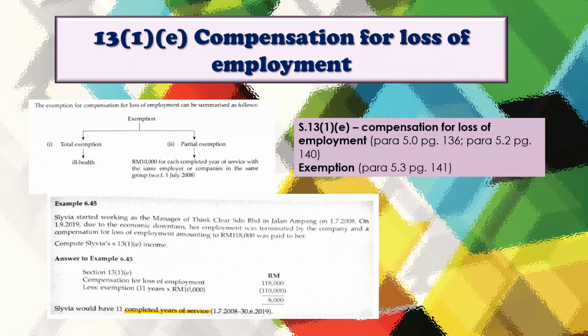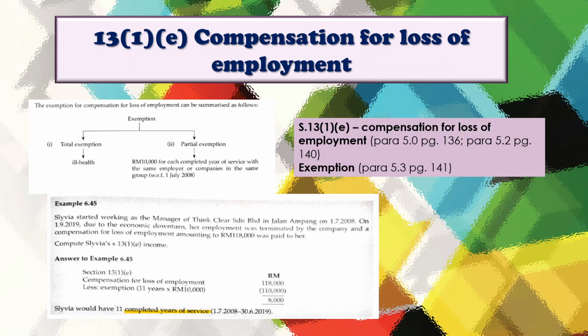In normal circumstances, for any compensation for the loss of employment, you will get total exemption if you are sacked or asked to resign because of ill health reason. In that case, whatever gratuity amount that you receive will be exempted. And then partial exemption. If it is taxable, you will go for partial exemption, 10,000 per completed year of service. So let's look at the example.